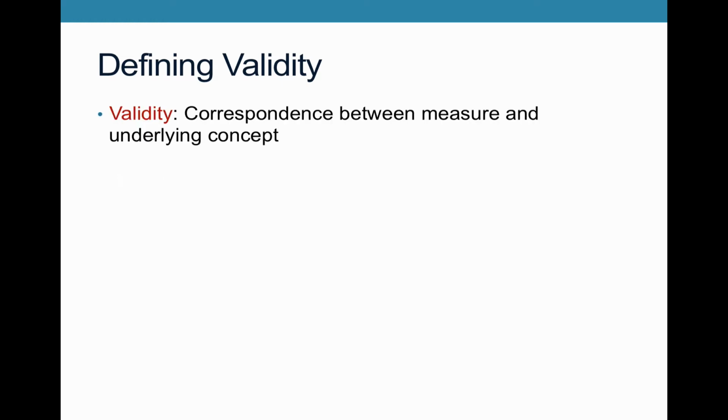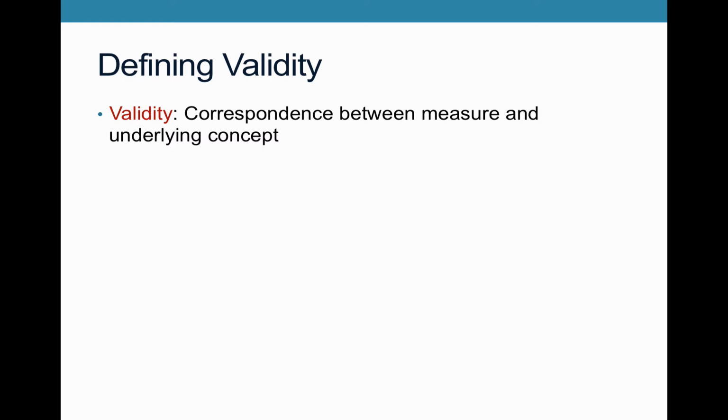So second, let's look at validity. How do we define validity? Validity is the correspondence between the measure and the underlying concept. So in other words, does your measure get at what it's really supposed to get at? Does it capture the actual underlying idea? So in contrast with reliability, which is about human error, it's about noise, this one is about real bias in measuring what you actually want to get at in the first place.